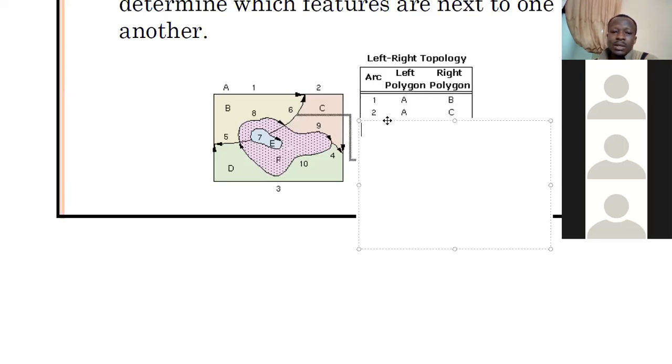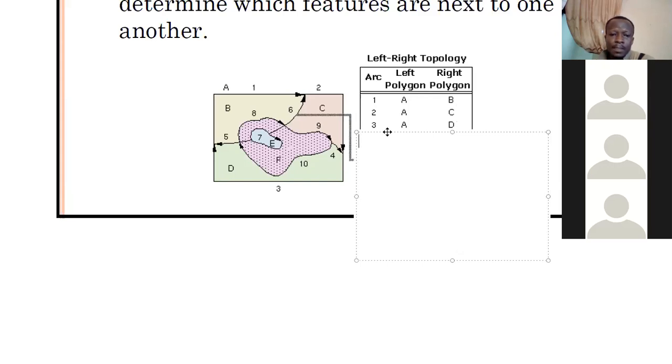Arc number 3. Let's try that. So number 3, the arrow is going this way, so it means the flow is that way. The water is flowing this way. So what is to the left? What is to the right? The left is A, and then the right is D. Okay. AD. Let's try 4.